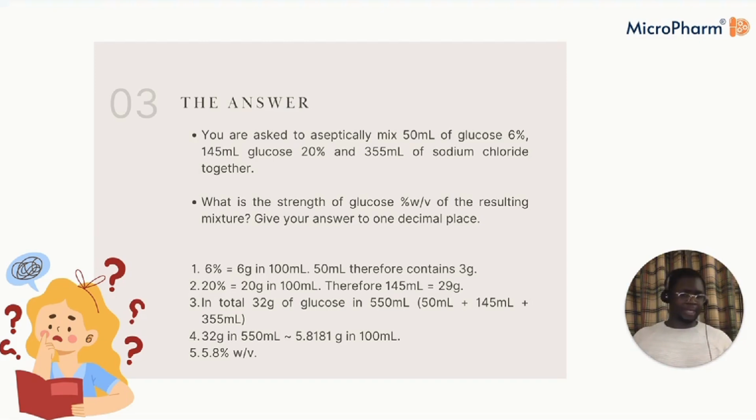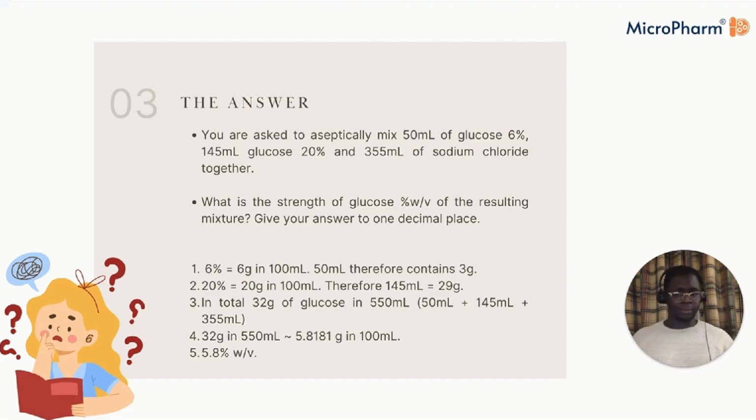145 ml of glucose 20%. Well, 20% is 20 grams in 100 ml. Therefore, 145 ml will contain 29 grams. If you're wondering how I calculated that, I figured out how many grams were in 1 ml and then multiplied by 145. Since you know that 20 grams is in 100 ml, you could divide by 100, so 20 divided by 100 gives you 0.2. 0.2 times 145 would give you 29. So 29 grams in 145 ml. So in total, 29 plus 3 gives you 32.